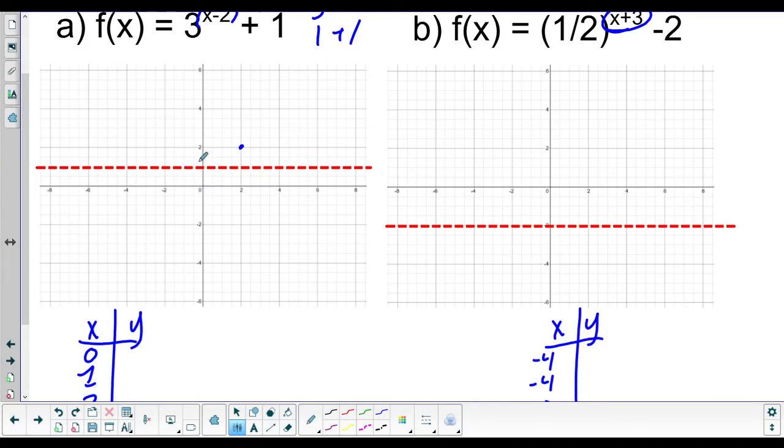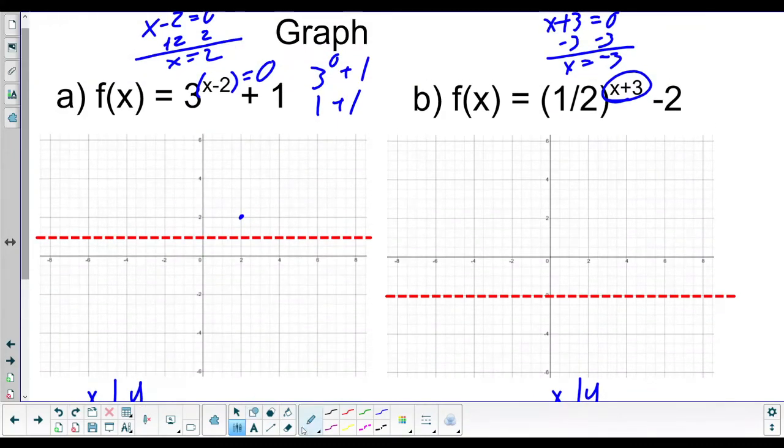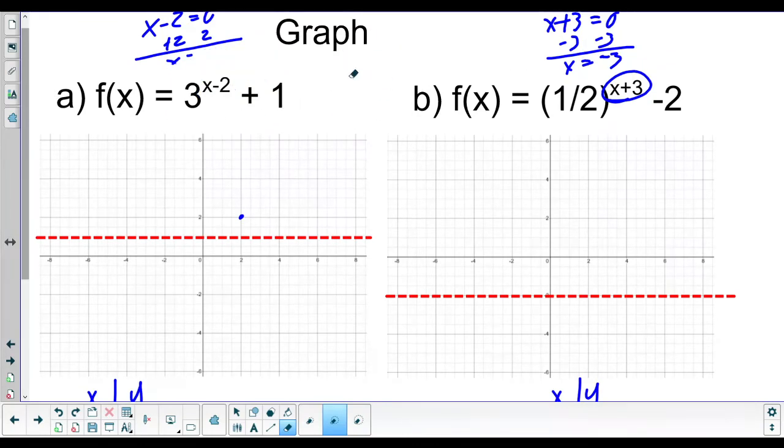Maybe plug in 0 might be another good one, so we could get the y-intercept. So if we plug in 0, we're going to get 0 minus 2. We're going to get 3 to the -2 power plus 1. 3 to the -2 power is 1 over 3 squared plus 1. 3 squared is 9. So this is 1 over 9 plus 1. So it's 1 and 1/9. It's going to be real small like that.